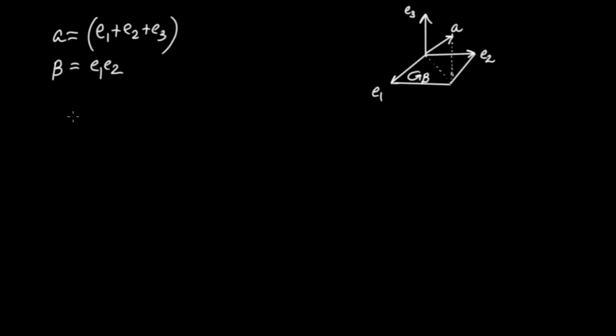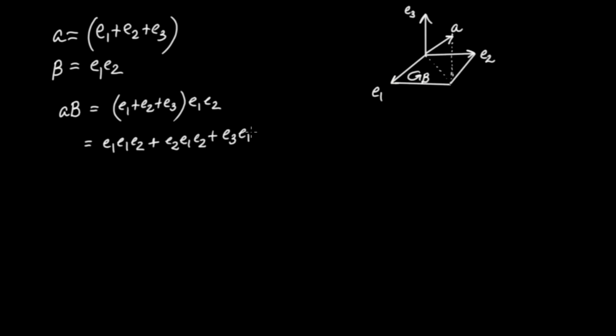And now I'm going to do exactly what I said I was going to do. I'm going to multiply those two together. So it's going to be equal to (e1 + e2 + e3) times e1e2. And again, let's just follow the rules. We distribute the bivector to each of the 3 terms. We have e1e1e2, plus e2e1e2, plus e3e1e2.